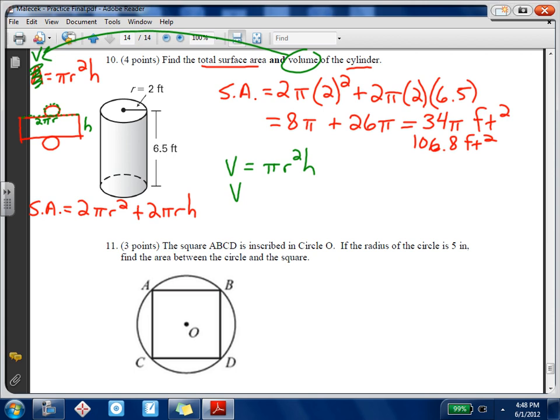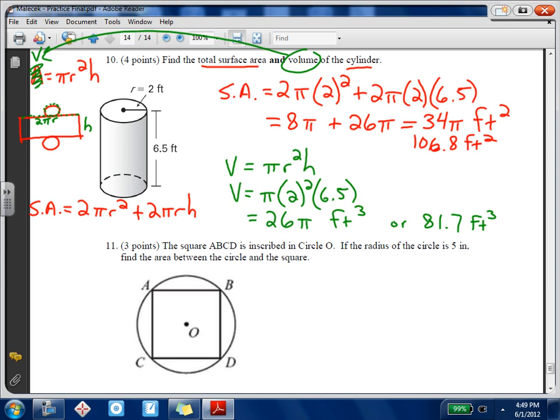So the volume is pi times the radius squared, which is 2 squared, times the height, which is 6.5. So this is 2 squared is 4. 4 times 6.5 is the same thing as what we got above, it's 26. Don't forget the pi. The units, however, volume is always measured in units cubed. So this will be feet cubed. So 26 pi feet cubed. 26 pi feet cubed is equal to 81.7 feet cubed. Remember that the top and the bottom plus the side is called the total surface area.